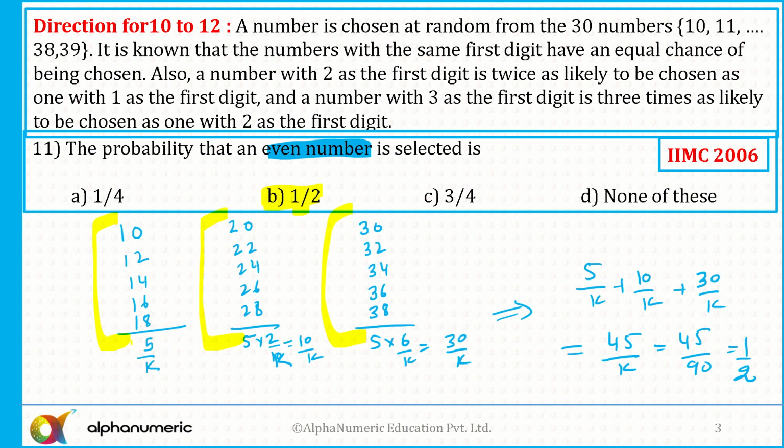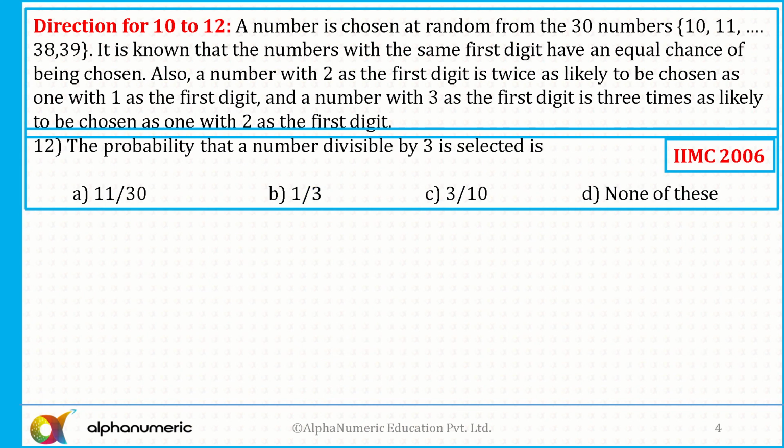Now let's move to question number 12. It says the probability that a number is divisible by 3. I have selected a number which is divisible by 3. So now just see how to do it here. I need to select a number which is divisible by 3. So what numbers are divisible?